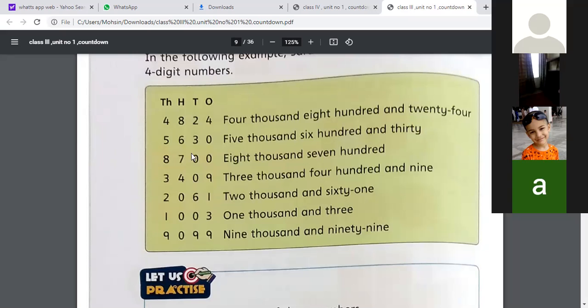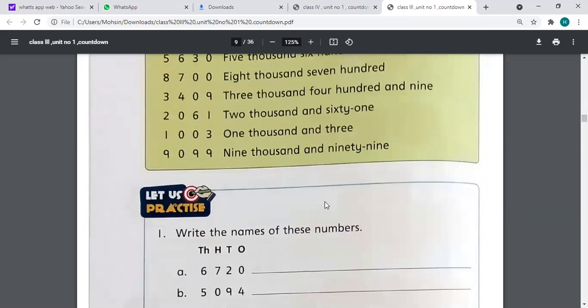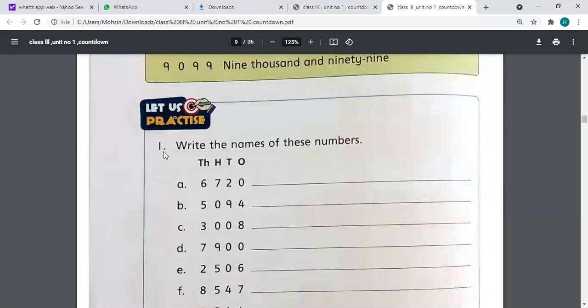824. The next one is 5630. The next one is 8700. The next one is 3409. The next one is 2061. So on. Now come to the exercise, that is question number 1. Write the names of these numbers.